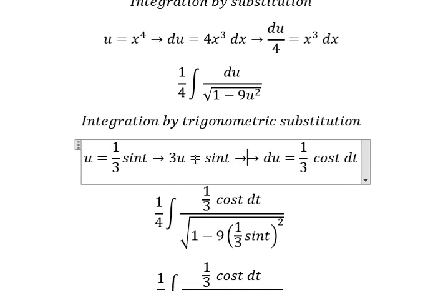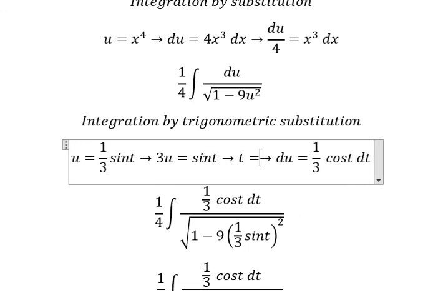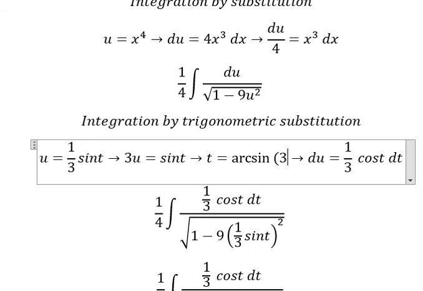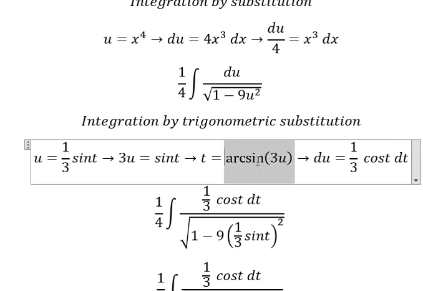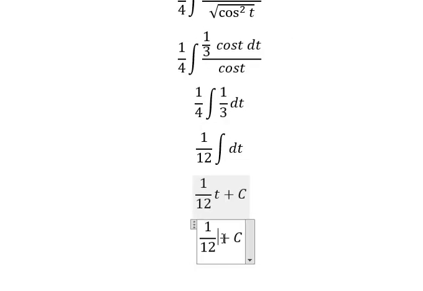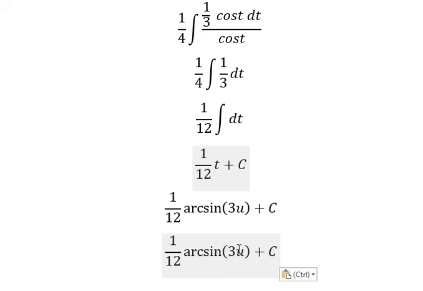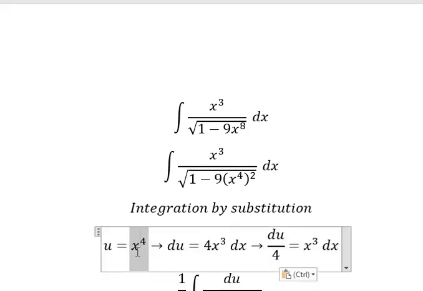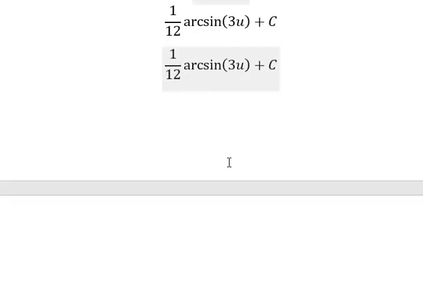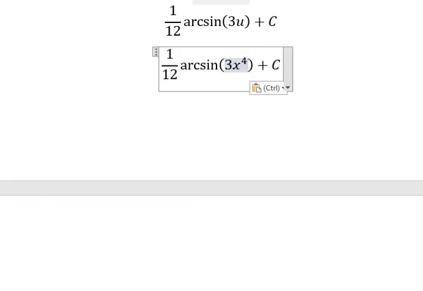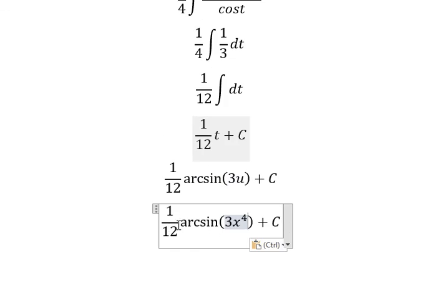And we get t equal to arc sine of 3u. And then I will put this one to change for t. About u, that is this one. And this is the final answer. This is the end.